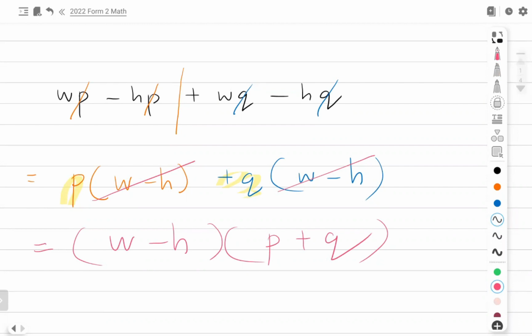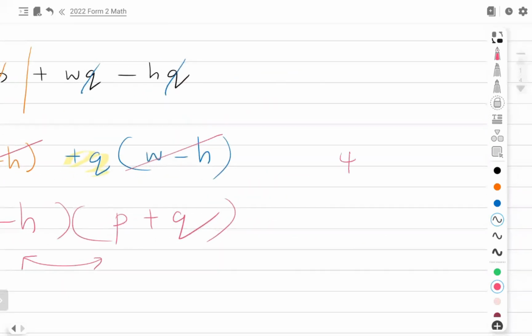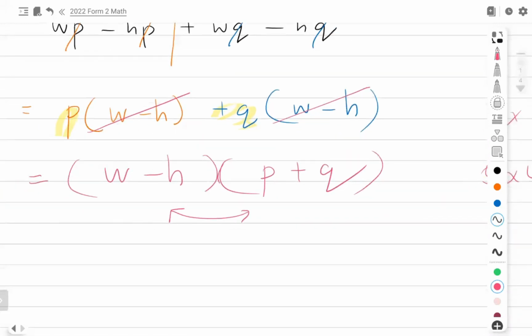Kai-Chen, can you write the other one first? Whichever comes first also can. The sequence doesn't matter, just like 4 times 5 and 5 times 4 is the same. Because here is bracket, bracket means times, so the sequence doesn't matter. But as long as you write down the two brackets, one of the brackets must have W minus H, the second one is P plus Q. Then good enough already. That's perfect already.